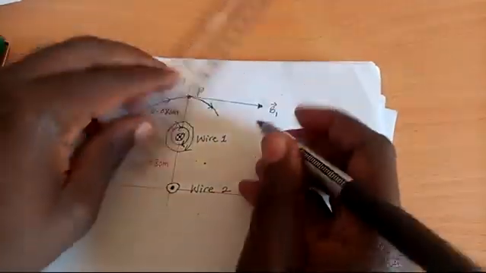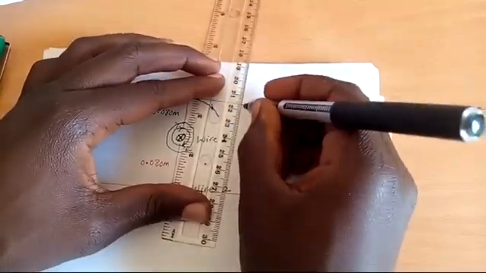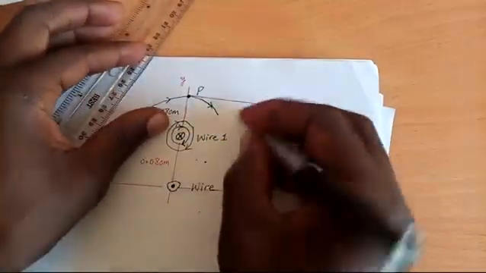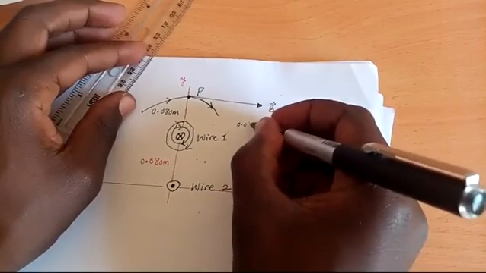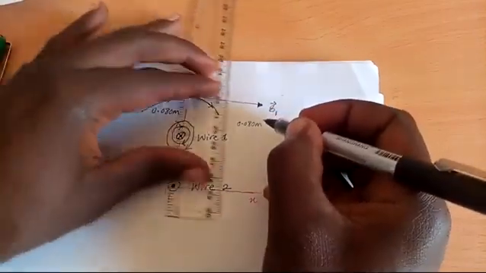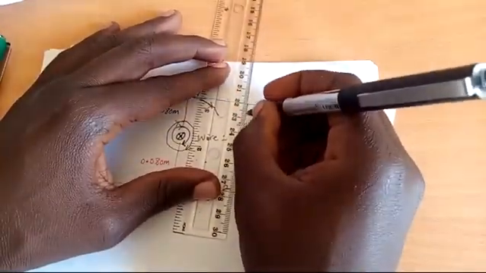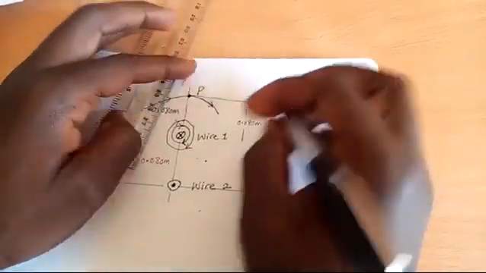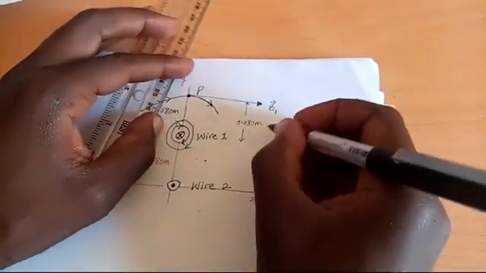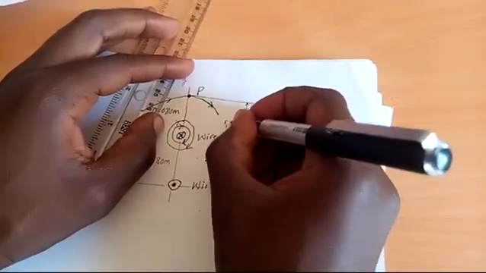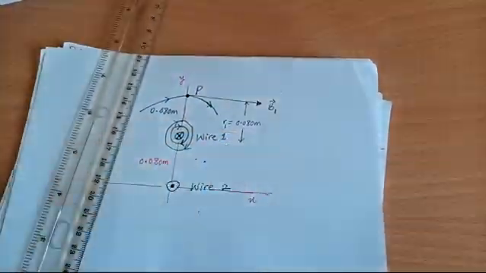B1 vector, and its distance from wire 1, you see this is 0.080 meters. So we draw it like this. This is its distance from wire 1, and we are going to call this distance R1. So R1 is equal to this one.